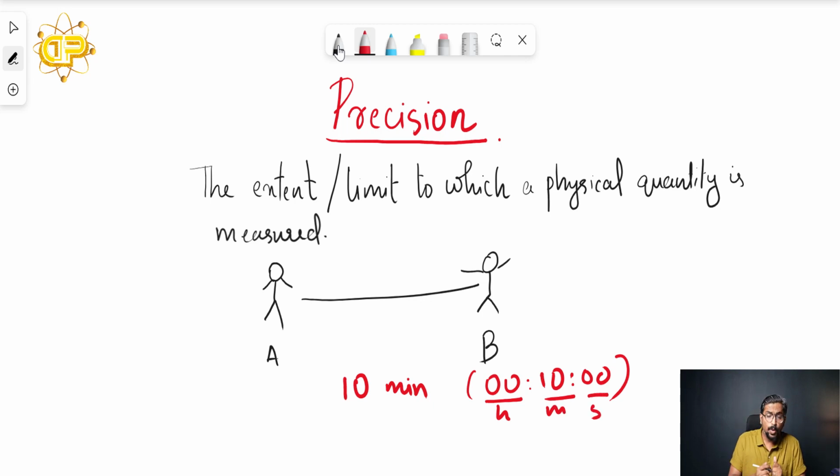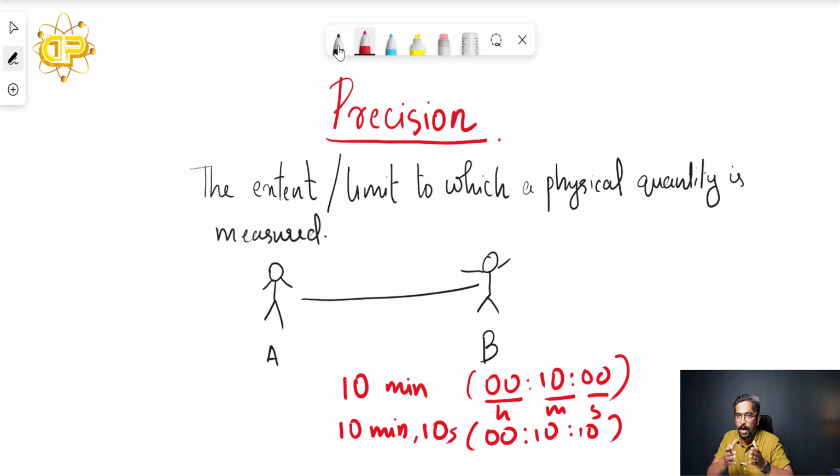Now I am saying that more precisely, I must say that the man has walked 10 minutes, 10 seconds. So the timing will be 00 hours, 10 minutes, 10 seconds. That means you are precisely saying that this much extent I had measured the person's movement. This says how much extent or limit I had measured the time, right? This is what I'm saying.